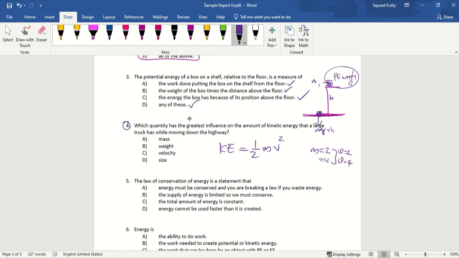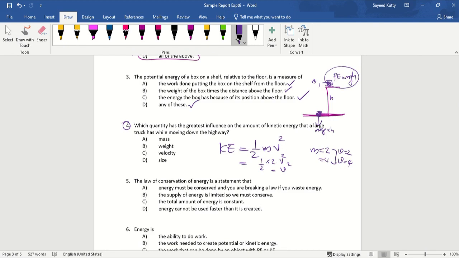Because in the kinetic energy equation, we know that the mass and velocity are related. So I am going to look into these two cases. If I increase the mass from 2 to 4, keeping the velocity the same, what will happen? Or if I keep the mass the same but increase the velocity from 2 to 4, double, which one will have more effect? Let's have a look. Imagine I'm not going to change the velocity. Let's first try with the mass. Imagine the mass is 2. So it is half into 2 into v square, which is 1 v square, or v square.